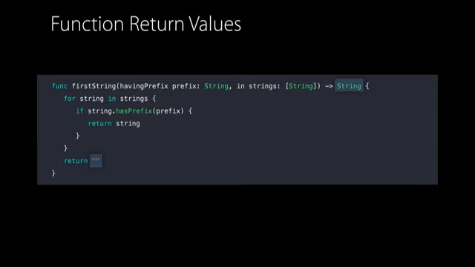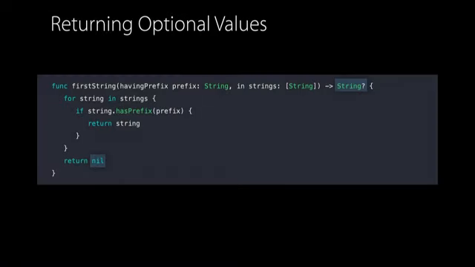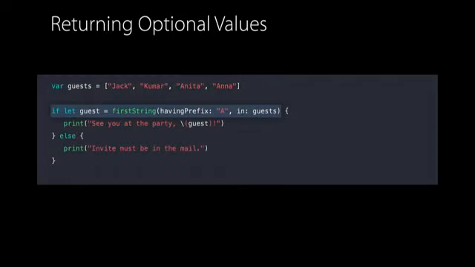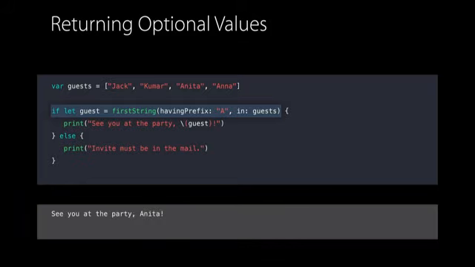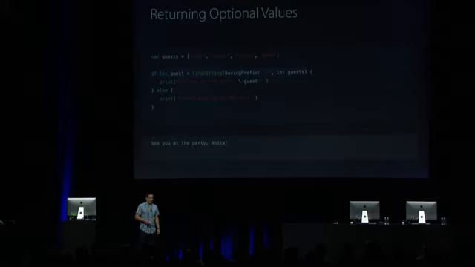However, as Dave showed earlier, optionals are perfect for representing values that may be missing. So you just need to change the return type of this function to be an optional string by writing a question mark after String. And now you can return nil when the string isn't found. And because the function returns an optional string, you can call it safely in an if-let statement. Now notice that Swift infers the return type of the function, so there's no need to write it explicitly here.